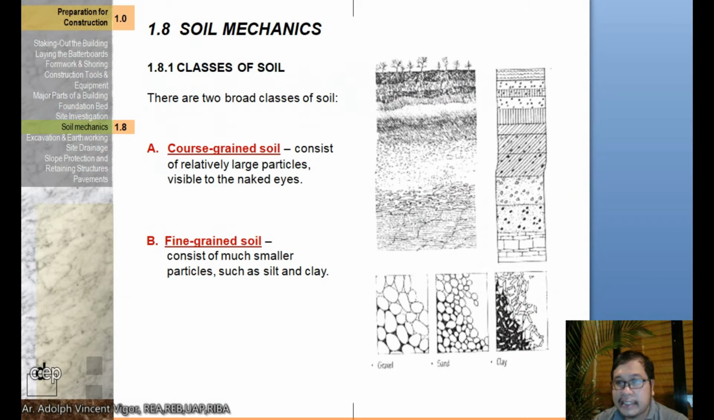Okay, so let's move to the next slide. First, let's understand the classifications of soil. There are two broad classes, these are general classes of soil. First is the coarse grained soil, which consists of relatively large particles visible to the naked eye. Then we have fine grained soil, which consists of much smaller particles such as silt and clay.